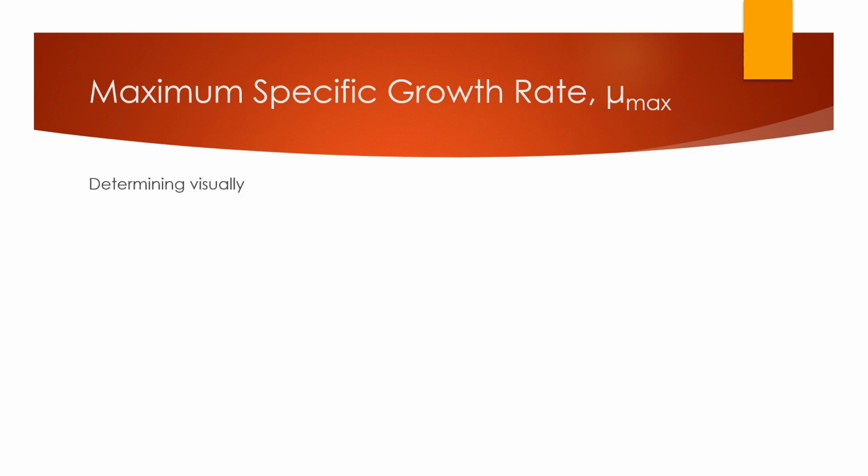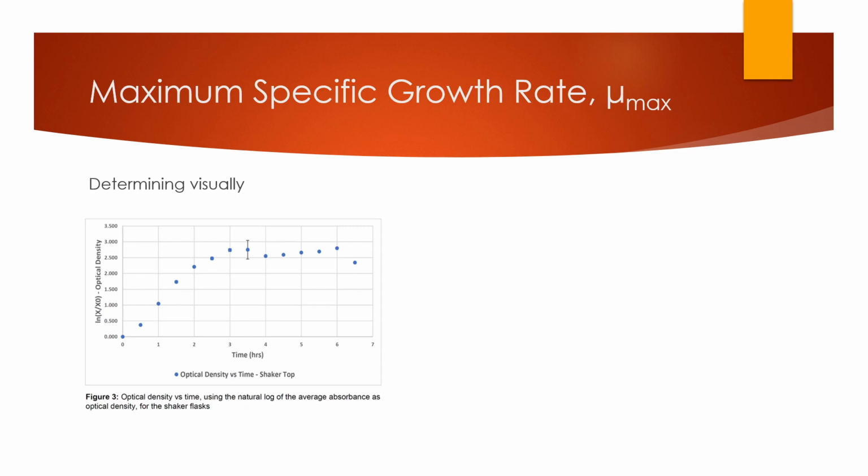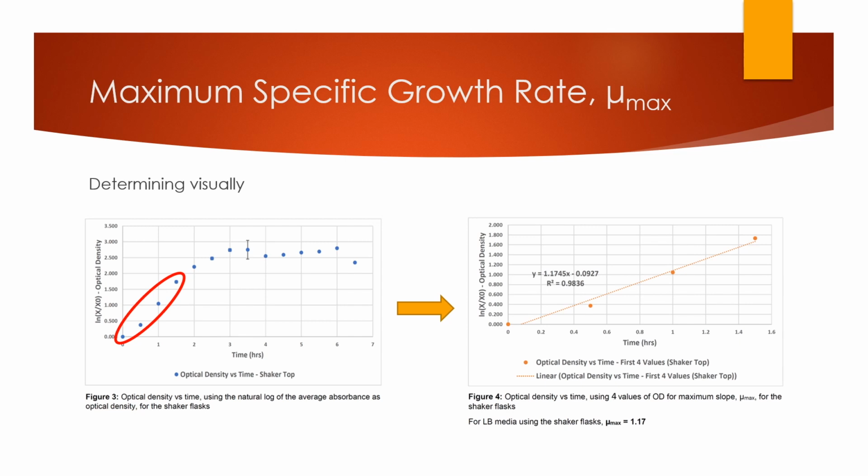Obtaining the maximum specific growth rate, mu max, visually for the shaker flasks is the exact same as well. Here we do a semi-log plot of optical density versus time. We isolate the points where we expect the largest slope to occur, which in this case are the first 4 points of this plot. We then plot those first 4 points separately and do a linear regression to extract the mu max. Here we're using the first 4 values of the optical density for maximum slope, mu max, which is approximately 1.17.